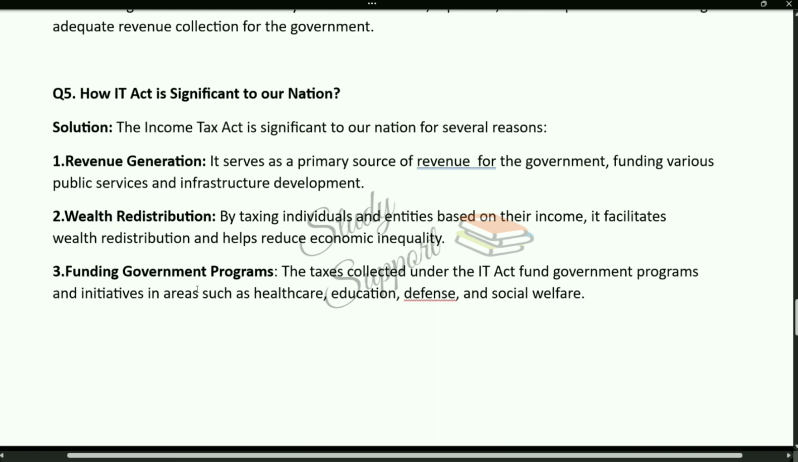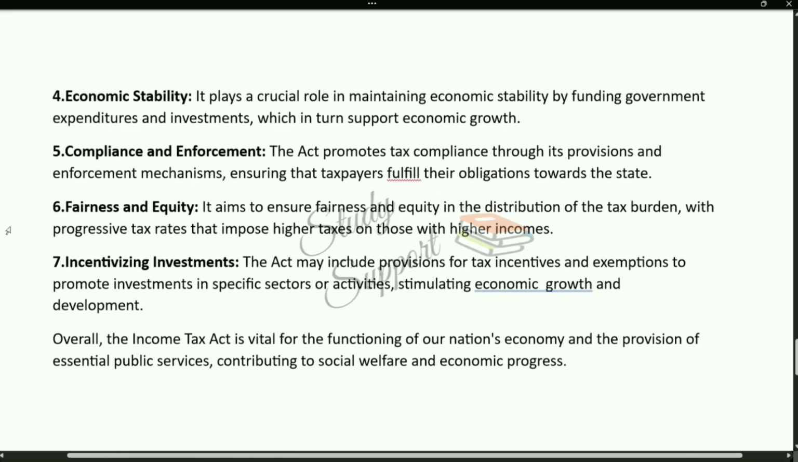3. Funding government programs. The taxes collected under the IT Act fund government programs and initiatives in areas such as healthcare, education, defense, and social welfare. 4. Economic stability. It plays a crucial role in maintaining economic stability by funding government expenditures and investments, which in turn support economic growth. 5. Compliance and enforcement. The Act promotes tax compliance through its provisions and enforcement mechanisms, ensuring that taxpayers fulfill their obligations towards the state.